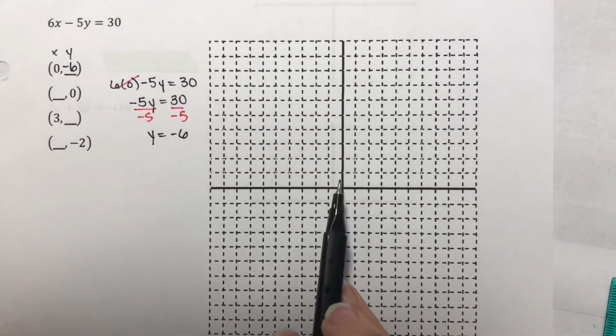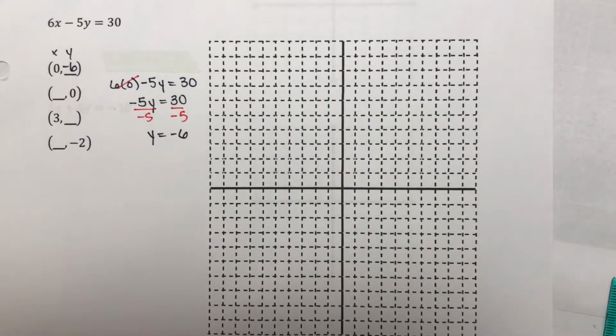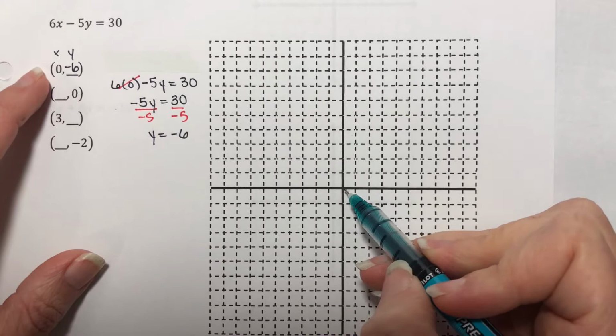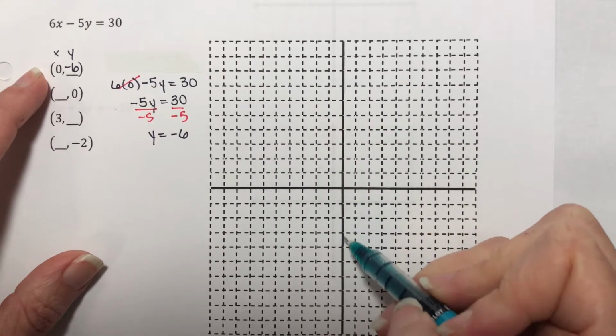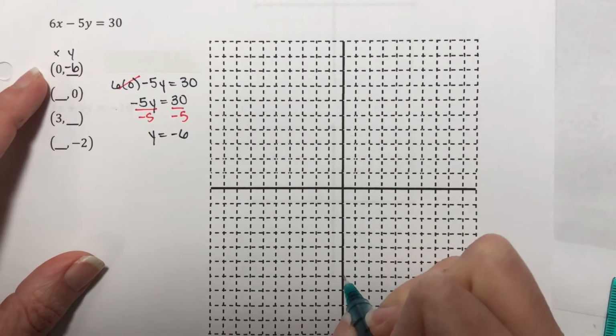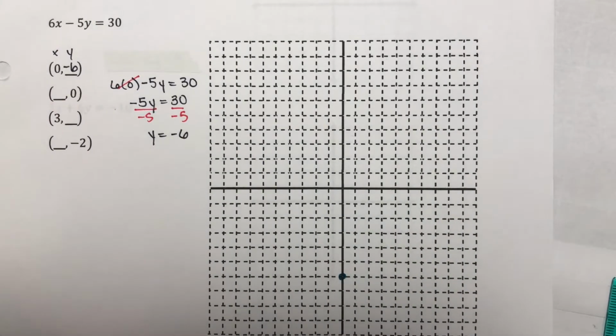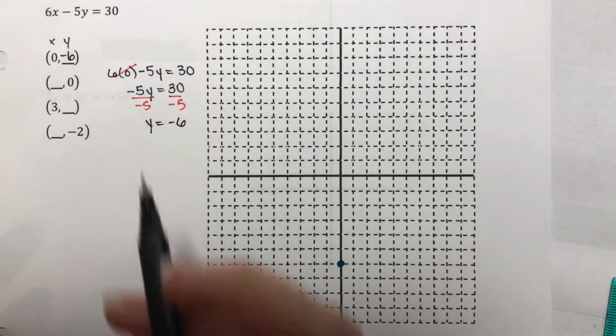Let's go ahead and graph it. I'm going to use a different color here so it can show up a little bit better. 0 on the x, negative 6 on the y. 1, 2, 3, 4, 5, 6. So that is my first point. Okay, now let's do the next one.